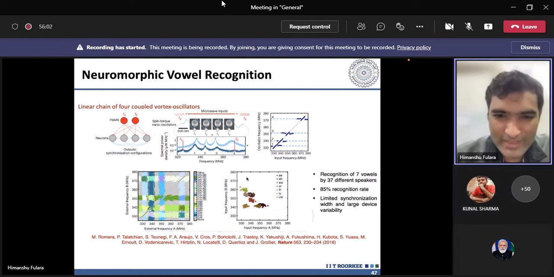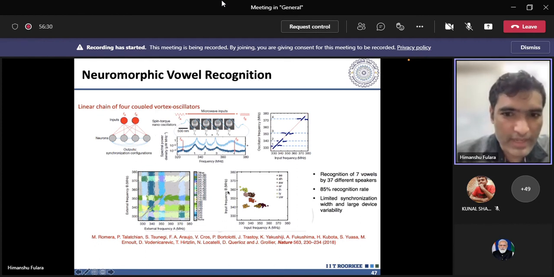So I will tell you what they did. Since they were a French group, they used the French vowels. These are the French vowels. This is quite similar to English vowels, A, E, I, O, but they pronounce them differently. So these are the French vowels. What they did is inject these French vowels in terms of these inputs, FA and FB.